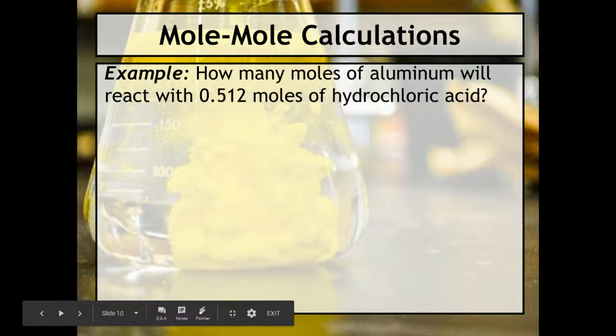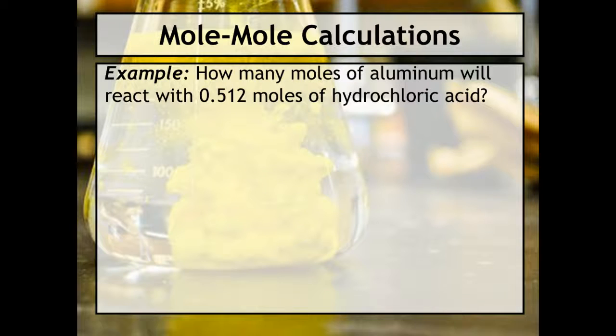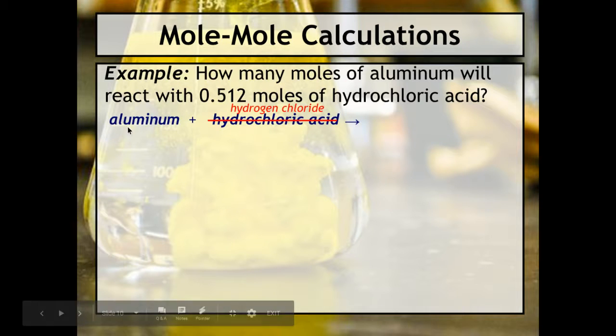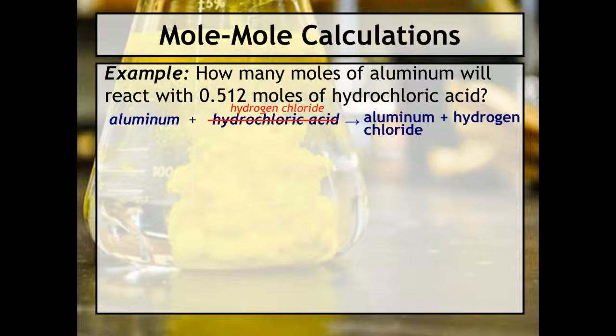How many moles of aluminum will react with 5.12 moles of hydrochloric acid? I'm going to go a little faster this time setting it up. So I have aluminum reacting with hydrochloric acid. Hydrochloric acid can also be called hydrogen chloride. If you don't know that, it's an acid. Just ask me or Mrs. Flint, and we'll tell you. Would this aluminum single replace hydrogen? Is aluminum a more reactive metal? It sure is. So I would get aluminum chloride plus hydrogen.